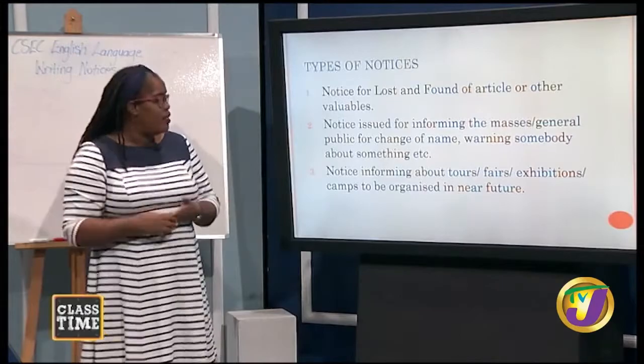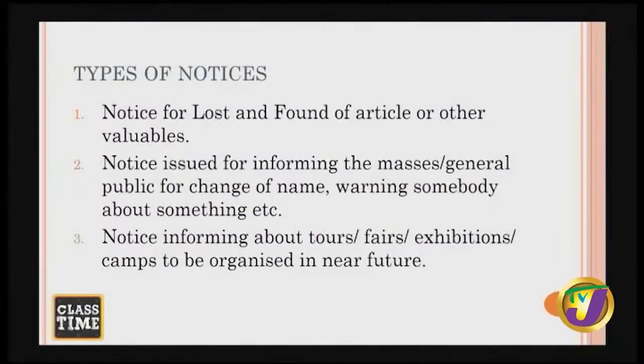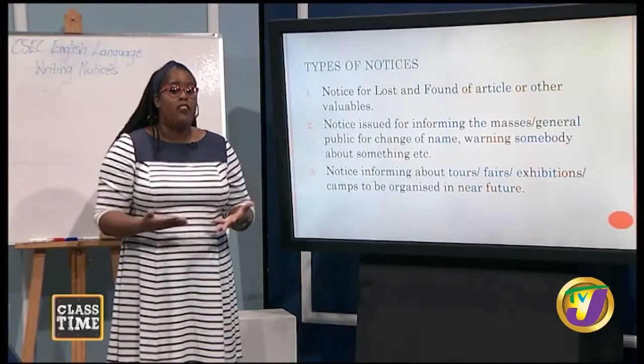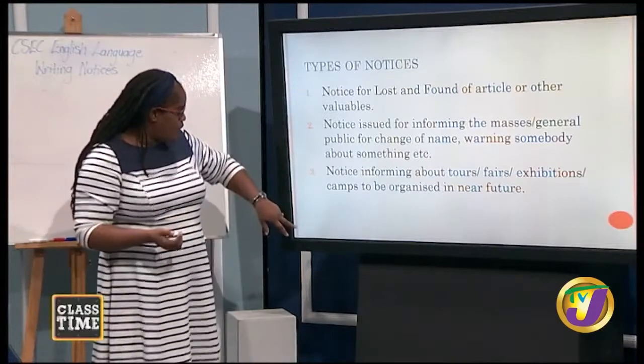So, types of notices. One, notice for lost and found of articles or other valuables. Two, notice issued for informing the masses, the general public, of a change of name, warning somebody about something, etc. Three, notice informing about tours, fairs, exhibitions, camps to be organized in the near future. So these are some examples of the different types of notices that we have. We need to take these things into consideration.